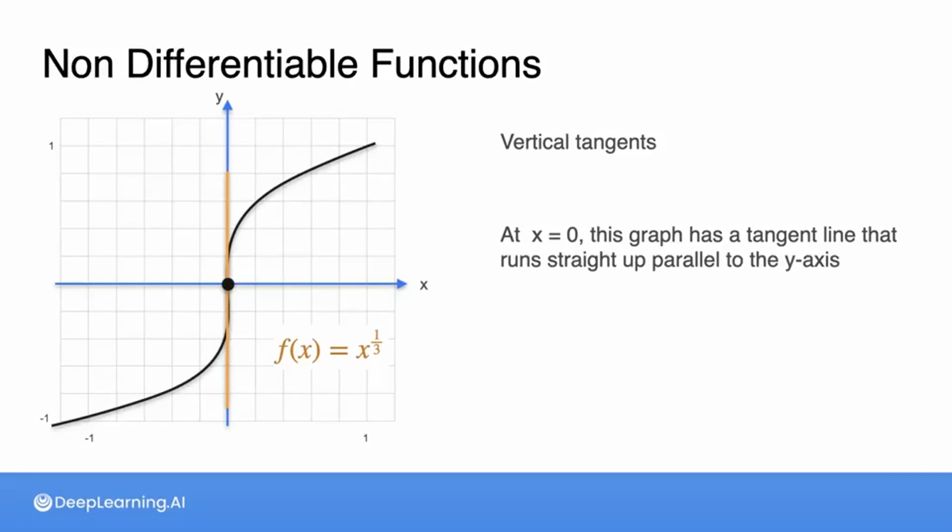At x equals 0, this has a tangent line that runs straight up to the y-axis, and that means it's not differentiable. Why? Well, because a vertical line doesn't have a well-defined slope. It would be some number over 0, because the rise is any number, but the run is 0. So it's not well defined. One could say it's infinity, or one could say it's undefined, but the fact is that a function with a vertical tangent is not differentiable.